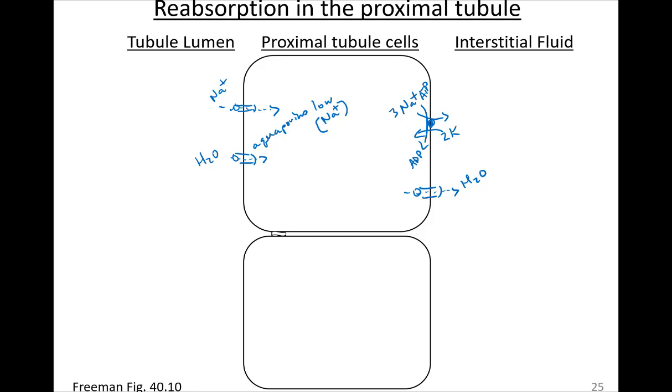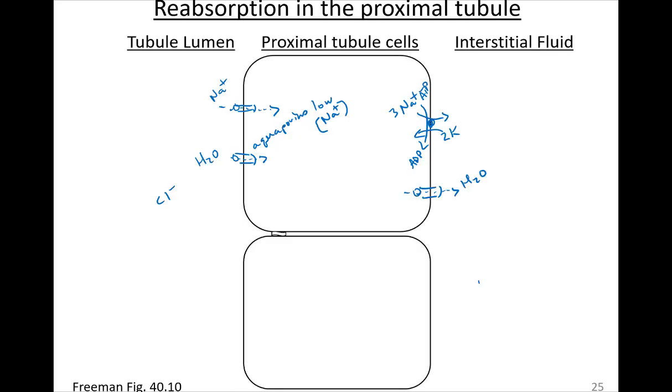Now, if a lot of water is leaving the tubule lumen and being transported into the interstitial fluid, what will that do to the concentration of other ions, such as, say, chloride, calcium, potassium? What about all of those other ions?